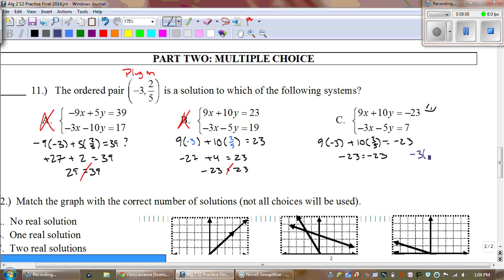So we have -3 times -3 minus 5 times 2/5. Does that equal 7? Well, -3 times -3 is a positive 9. 5 times 2 is 10. 10 divided by 5 is 2, and that's a -2. And 9 minus 2, that equals 7. So C is our correct answer.